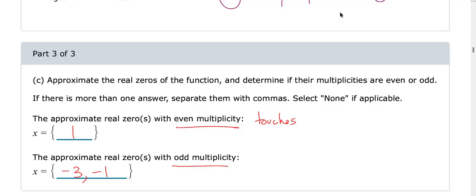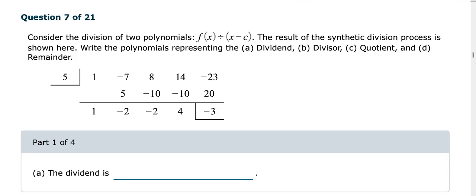Number 7, consider the division of two polynomials, f of x divided by x minus c. The results of the synthetic division process is shown here. Write the polynomials representing the dividend, the divisor, the quotient, and the remainder.